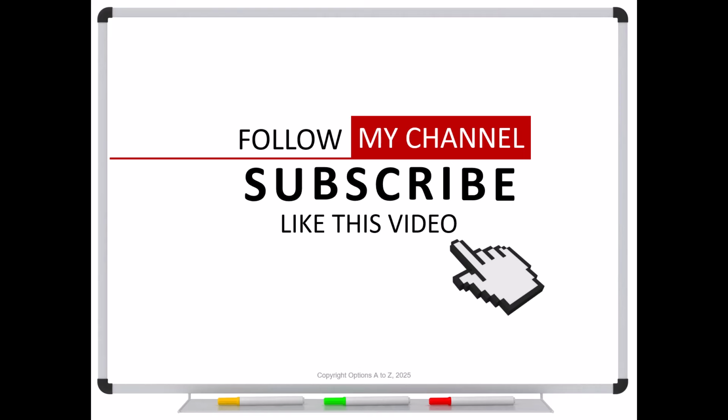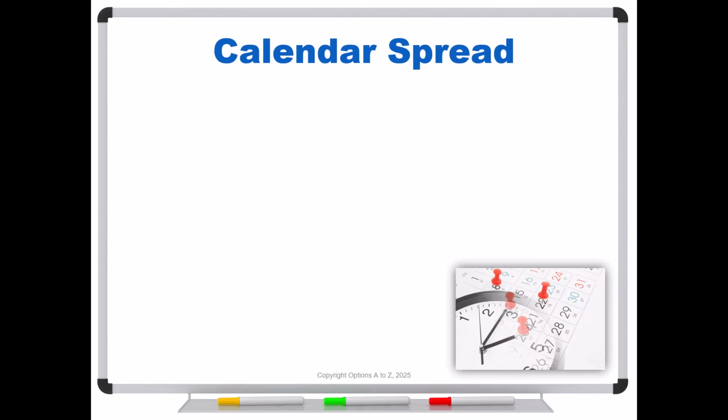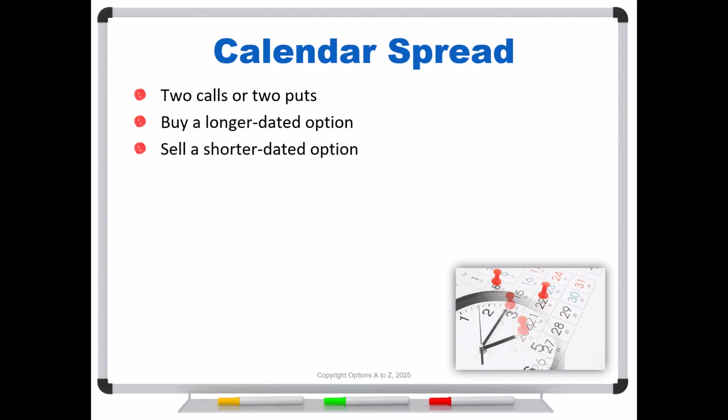So let's start off with a quick review of a calendar spread for people who might not be familiar with this strategy. You are going to involve two calls or two puts, not one of each. You are going to buy a longer dated option and you will sell a shorter dated option, and they will have the same strikes. So for instance, you might buy the March $100 call and sell the January $100 call. And it's called a calendar spread.